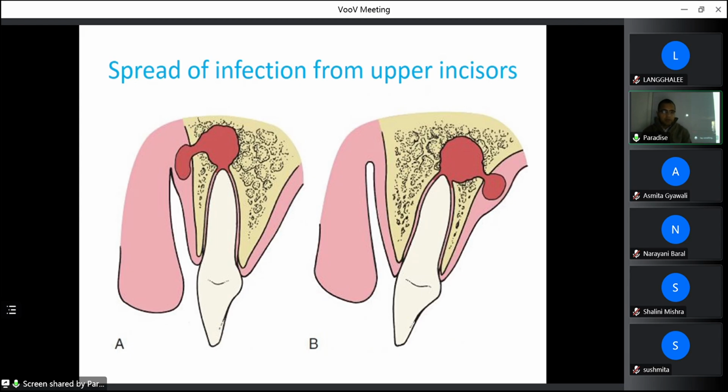Now, spread of infection from the upper incisors. The most important rule you must understand is that infection always travels through the path of least resistance. Whenever there is least resistance, the infection will follow that path.